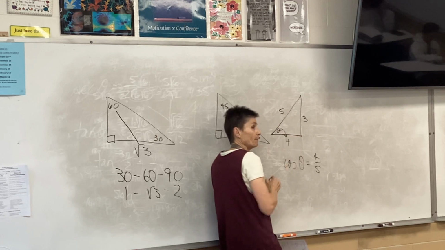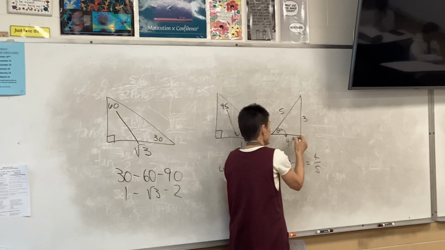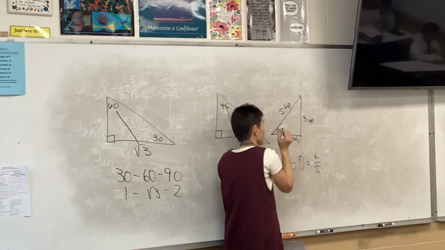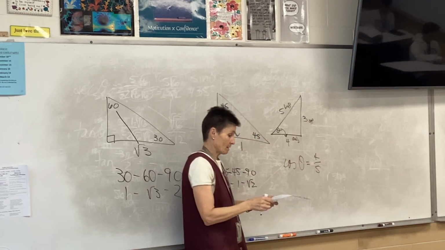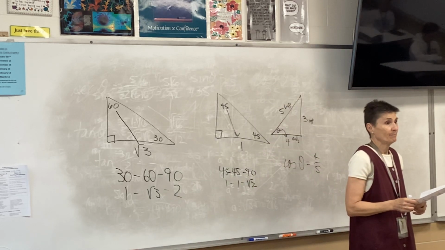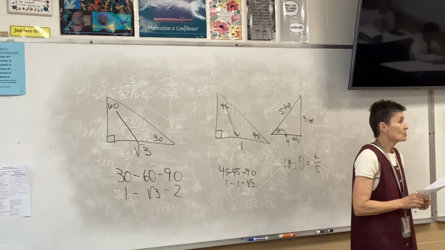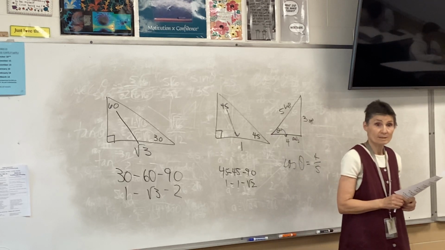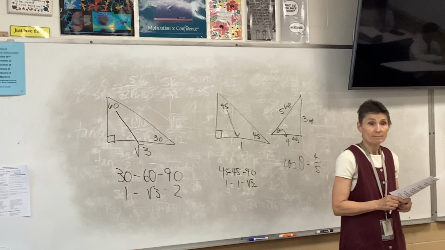Adjacent over hypotenuse. And this is the adjacent side. This is the opposite side. This is the hypotenuse with that triangle right there. What is the reciprocal of the sine? Cosecant. So you can either write the abbreviation or you can write out the word cosecant. All right? And that's it.